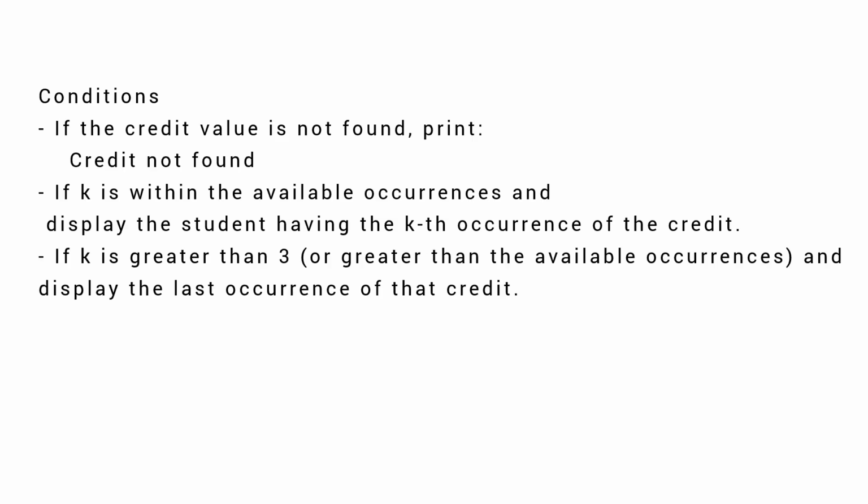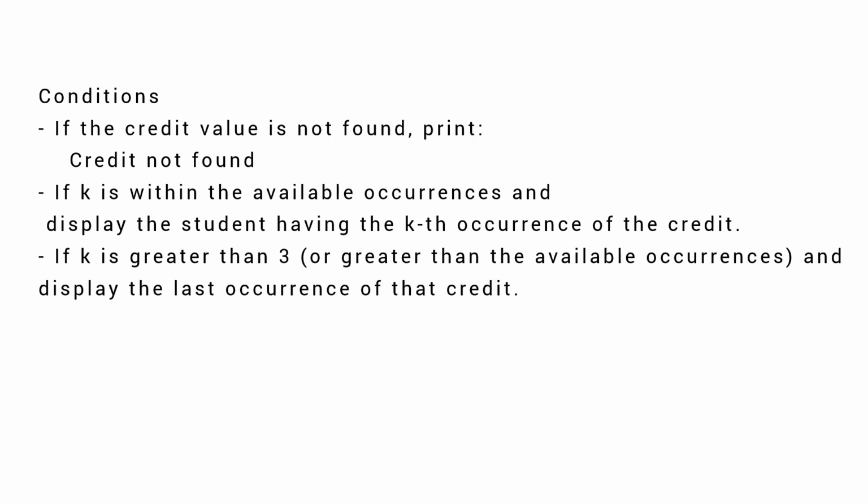They are: if the credit is not found, we have to print credit not found. If the k value is available, like the occurrence is available, we have to display the kth occurrence of the credit. If the k value is greater than the availability, we have to display the last occurrence of that x value, meaning a credit value.